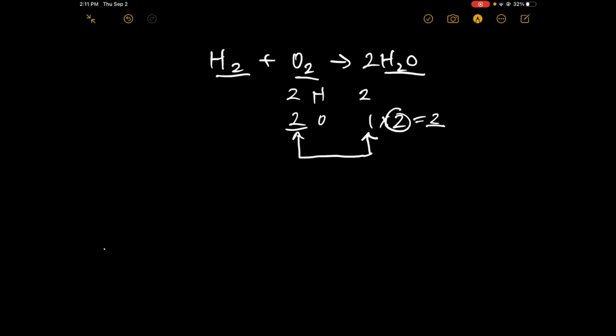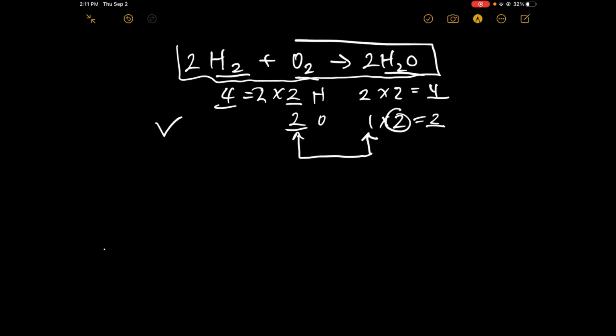But then the right side has now 4 H's because 2 times 2 is 4. Now this side and that side are not balanced, so in order to balance it again, we add a 2 here, or multiply by 2, so 2 times 2 is 4. So 4, 4, and 2, 2, perfectly balanced. So this is our balanced chemical equation.